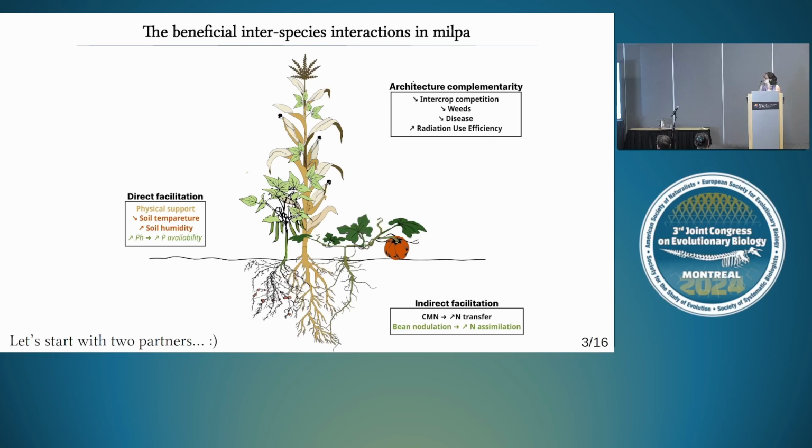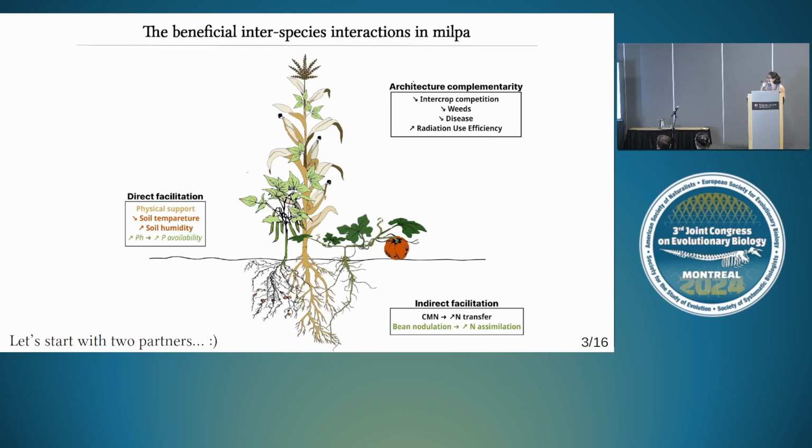There are other mechanisms that are known as direct facilitation. So each plant modifies its environment locally, and it can happen that this modification will benefit the partner crops. So, for instance, in milpa, it has been shown that the large leaves of the squash will maintain soil humidity.